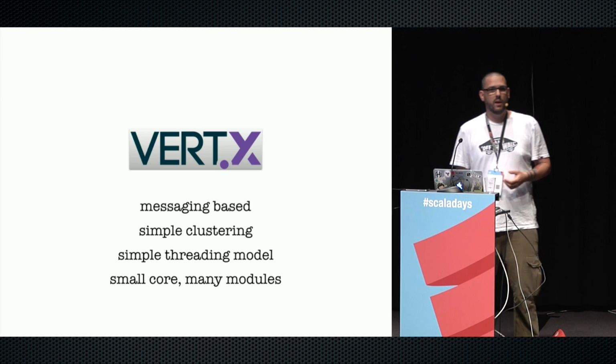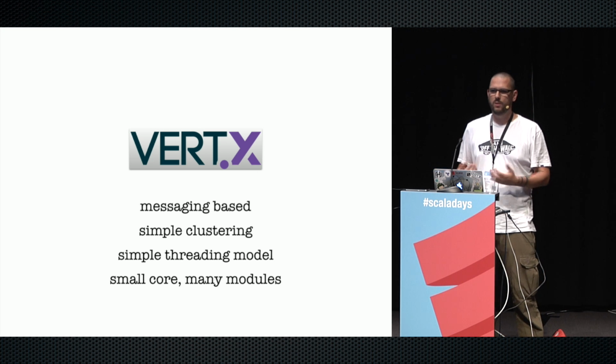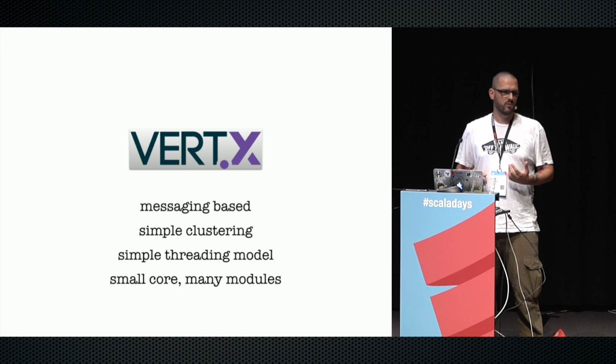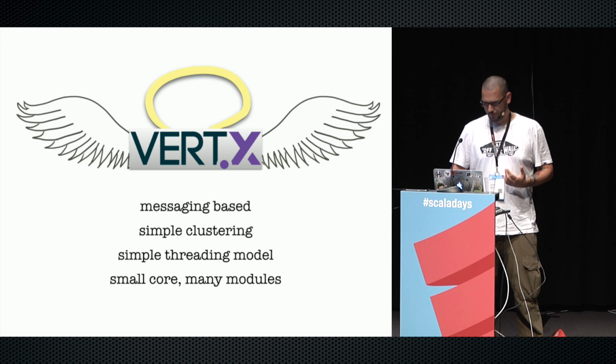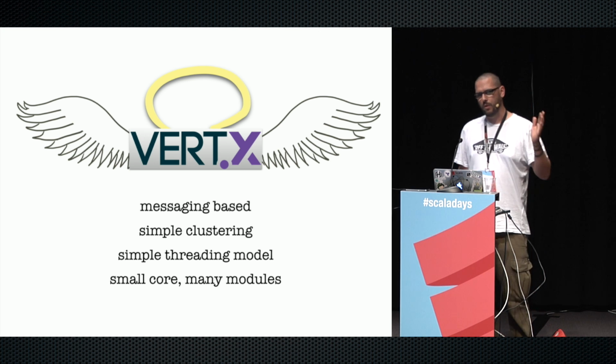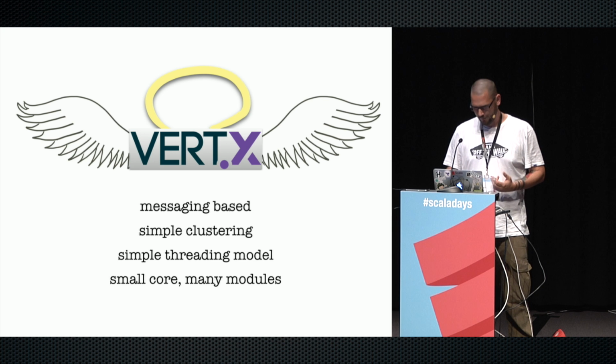And the other part is that we try to keep the core very small. So you have a base set of APIs that you can build on, and we have a pretty big module ecosystem built around it. This is the greatness of Vert.x, which I've been using in both fast data systems, microservice applications, and a lot in the IoT.